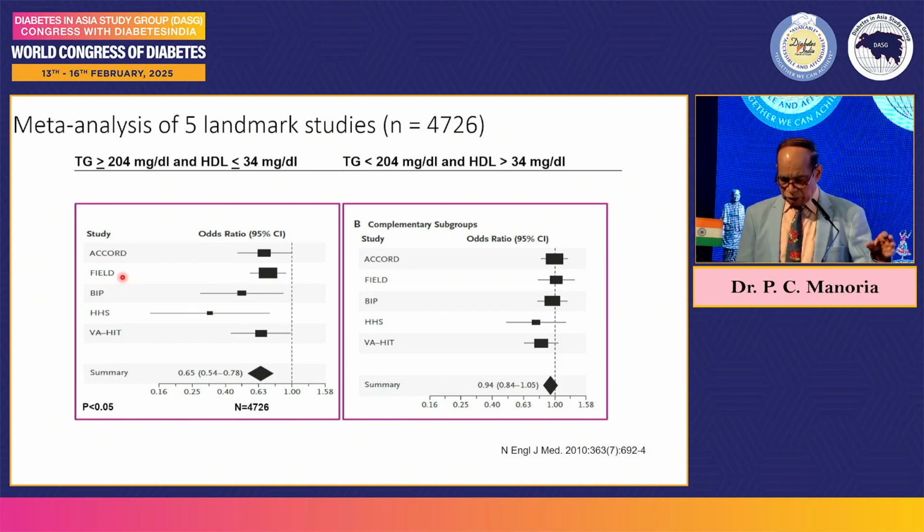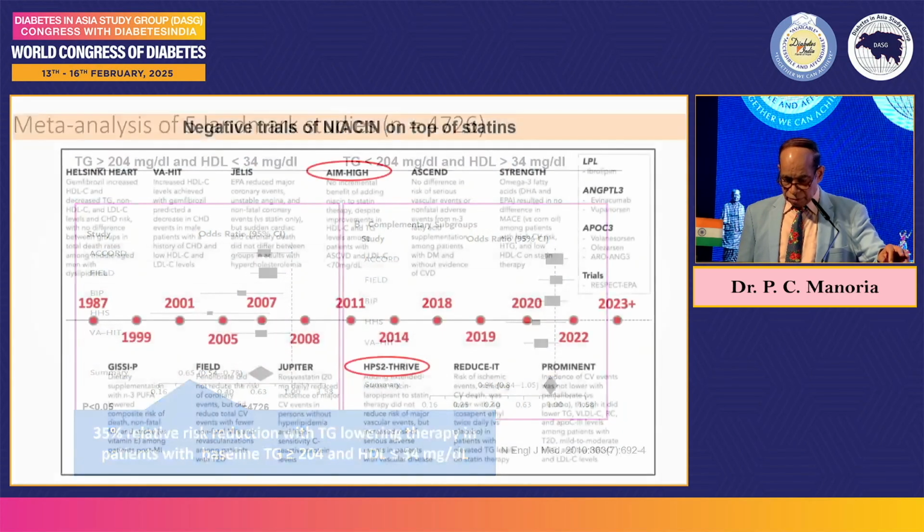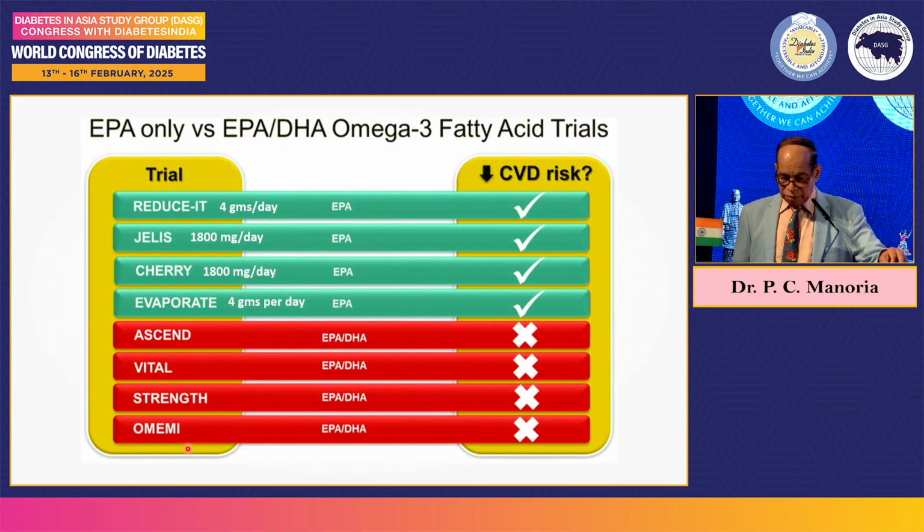And this hypothesis was tested in the PROMINENT trial. You can see same subset, but the trial failed to show benefit. So at the moment, we do not have any evidence that although increased triglycerides is associated with increased cardiovascular events, decreasing triglycerides decreases cardiovascular events. Niacin, both the trials were negative, and EPA, any trial which utilized only EPA was positive.